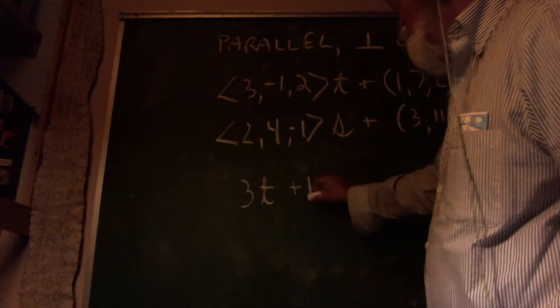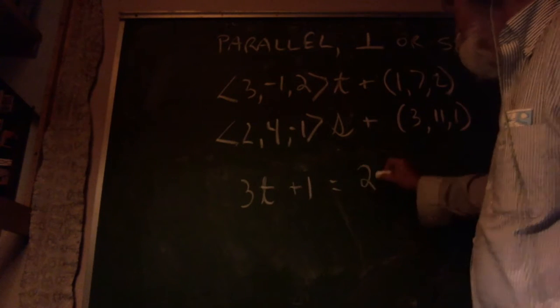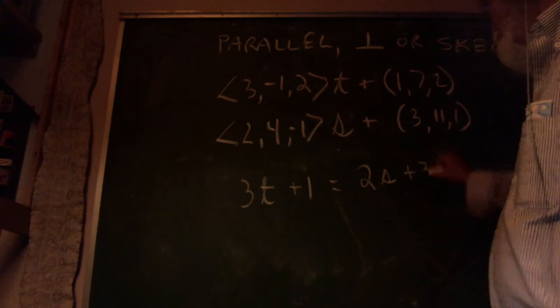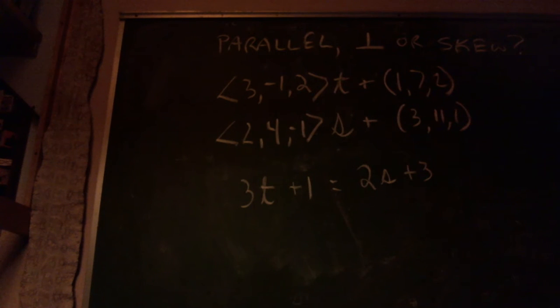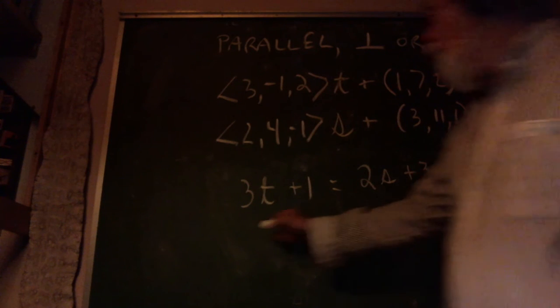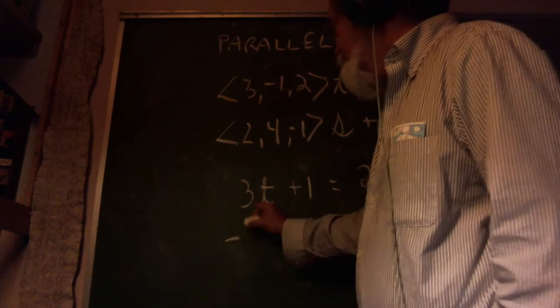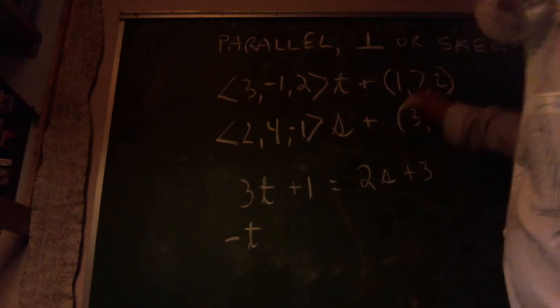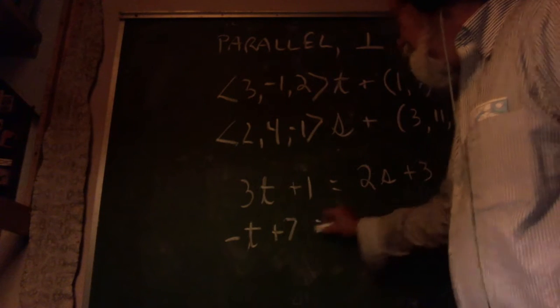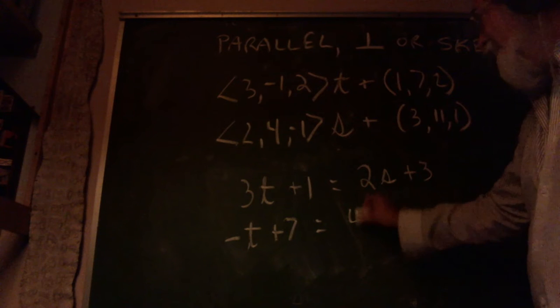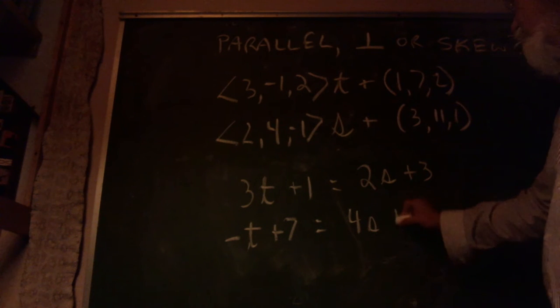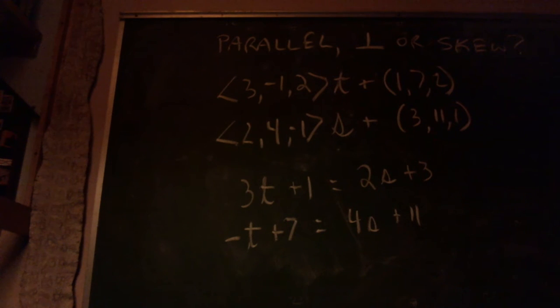And what we do is we say, okay, let's have the x-coordinate be the same. 3t plus 1 has to equal 2s plus 3. Well, that's one equation with two unknowns, so there's no solution of just that. So let's take the second coordinate. The second coordinate says -t plus 7 has to be equal to 4s plus 11. Now we've got two equations with two unknowns. That's solvable. We can solve this system.